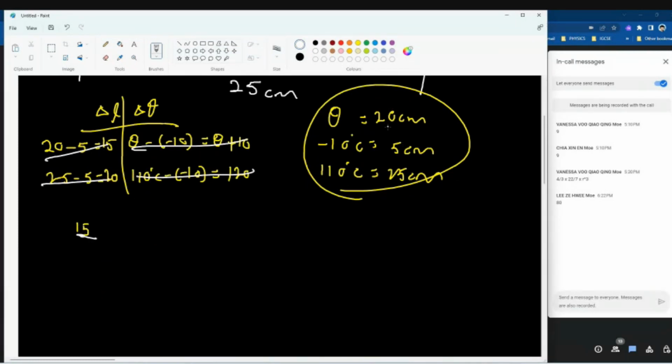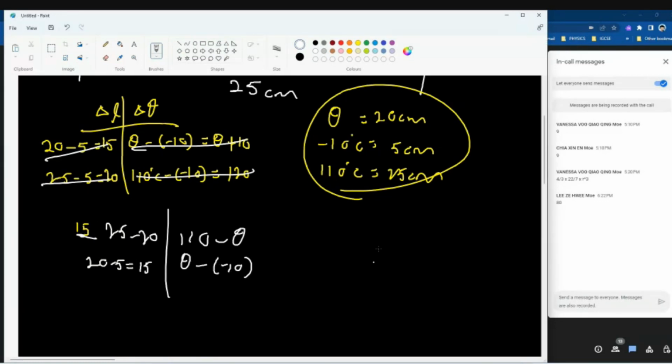Let's say I want to use 25 minus 20. So I got 25 minus 20 over 110 minus theta. Then after that I got 20 minus 5 also. 20 minus 5 equals 15, then 20 minus 5 is about theta minus negative 10. So based on this, the top is equal to 5. So we have 5 over 15 equal to 110 minus theta over theta plus 10.